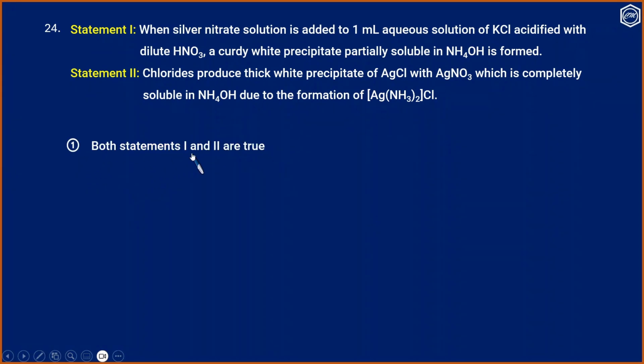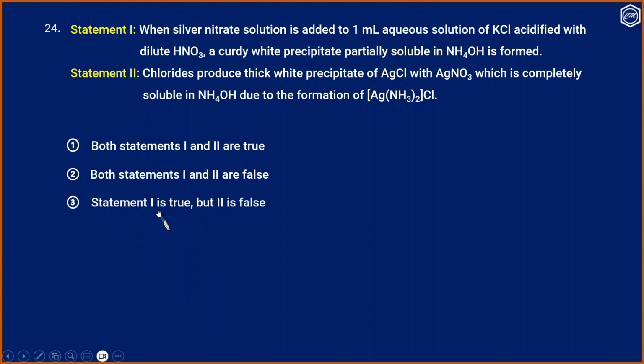Option 1. Both statements 1 and 2 are true. Option 2. Both statements 1 and 2 are false. Option 3. Statement 1 is true, but 2 is false. Option 4. Statement 1 is false, but 2 is true.